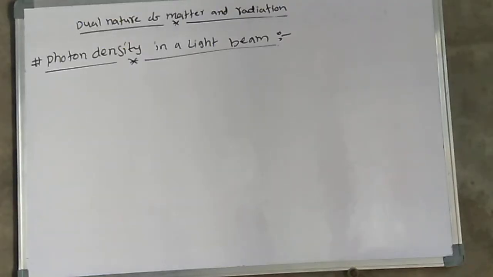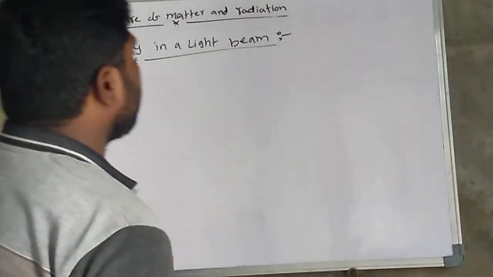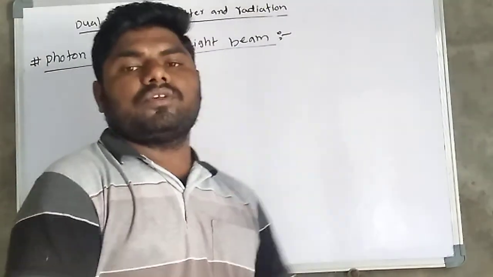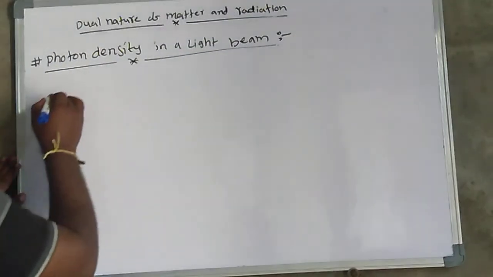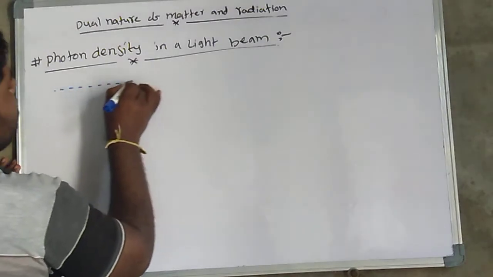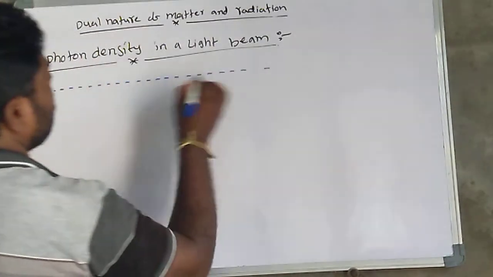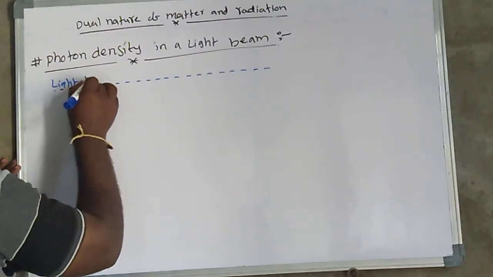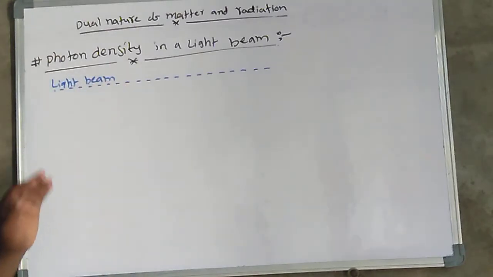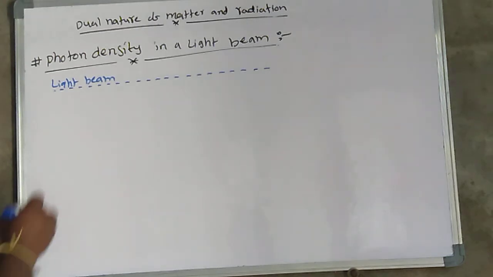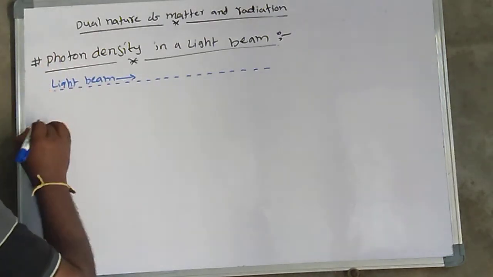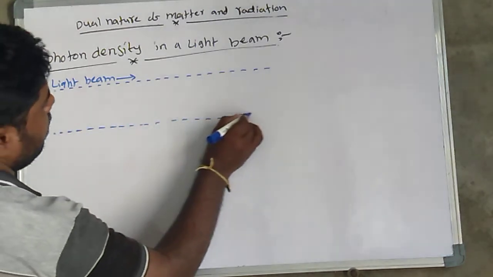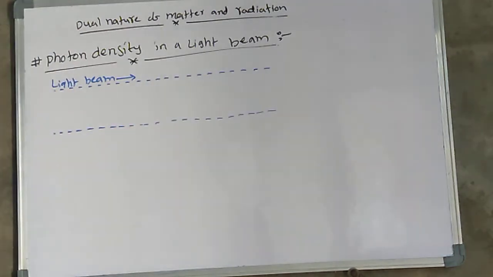Another topic: photon density in a light beam. Let us consider this is a light beam, moving in this direction.